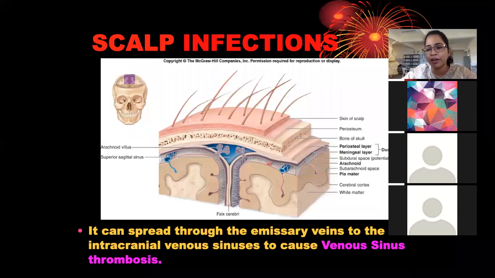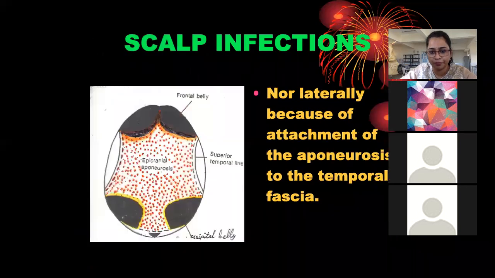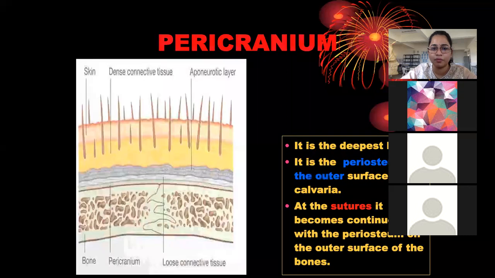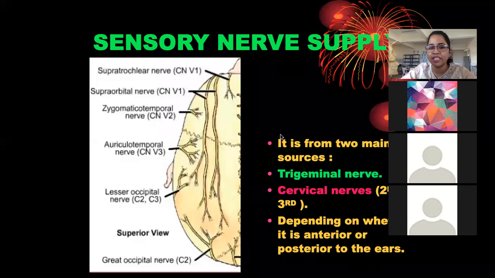So till here, clear everyone? All of you? Yes, ma'am. Now the next part, that is nerve supply and blood supply, we'll be doing in the next class. Till here, everyone clear?